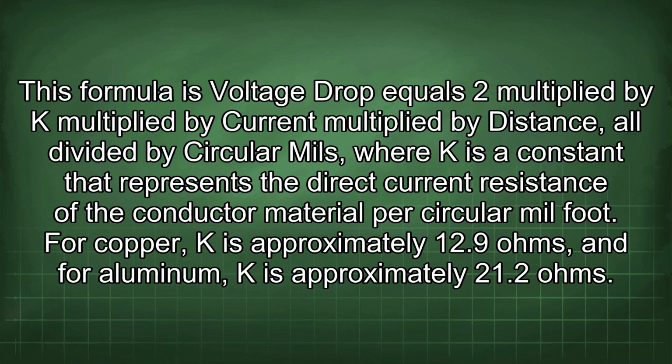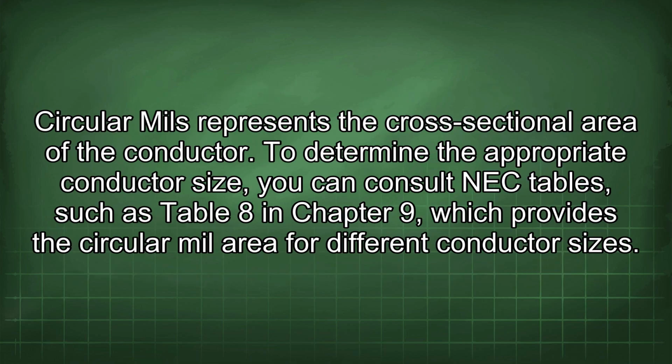This formula is voltage drop equals 2 multiplied by K multiplied by current multiplied by distance, all divided by circular mils, where K is a constant that represents the direct current resistance of the conductor material per circular mil foot. For copper, K is approximately 12.9 ohms, and for aluminum, K is approximately 21.2 ohms. Circular mils represents the cross-sectional area of the conductor. To determine the appropriate conductor size, you can consult NEC tables such as Table 8 in Chapter 9, which provides the circular mil area for different conductor sizes.